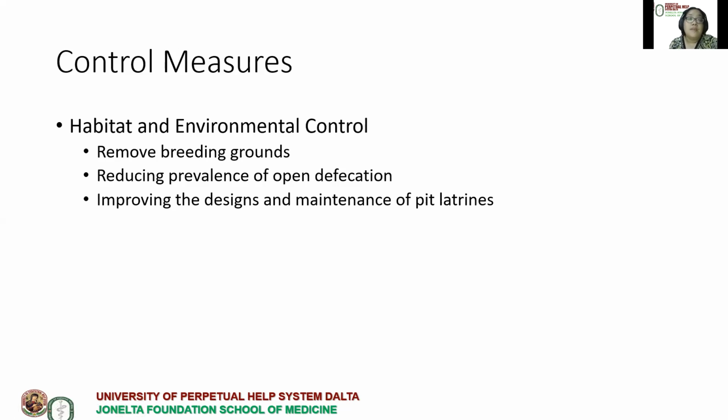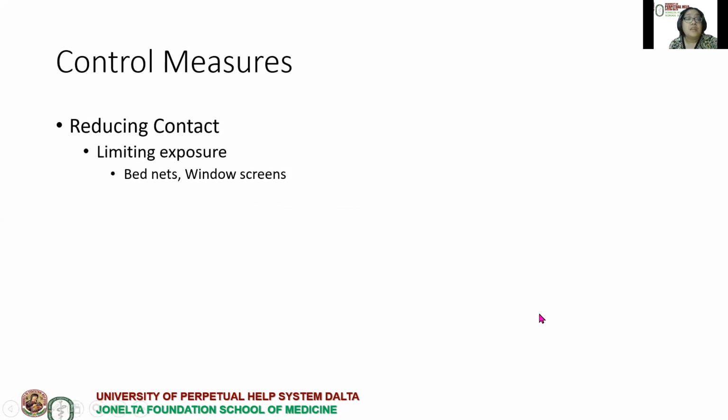So, for control measures, habitat and environmental control, examples of which would be to remove breeding grounds, to reduce prevalence of open defecation, improving the designs and maintenance of pit latrines, and reducing contact, so this is to limit exposure, bed nets, window screens.